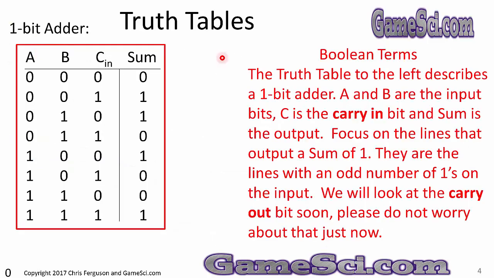Boolean terms. The truth table to the left describes a 1-bit adder. A and B are the input bits, C is the carry-in bit, and the sum is the output. Focus on the lines that output the sum of 1. There's a 1, a 1, a 1, and a 1. They are the lines with the odd numbers of 1s on the input. We will look at the carry out bit soon. Please do not worry about that just now. We're going to add 2 binary bits together and with a carry bit determine what the sum should be.